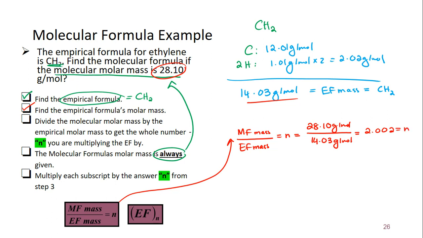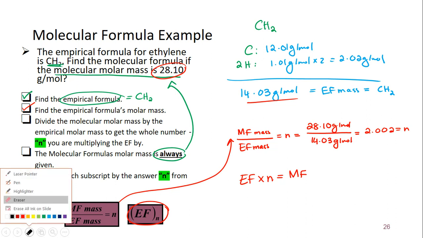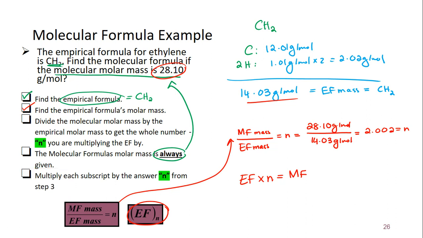Okay, so now the EF must be multiplied by N to get the molecular formula. The empirical formula is CH2. What you're doing is you are taking the empirical formula and multiplying everything inside by 2. So 2 is N, okay?